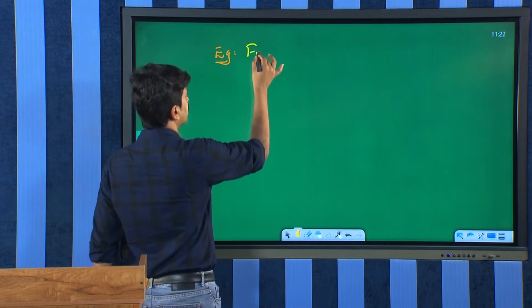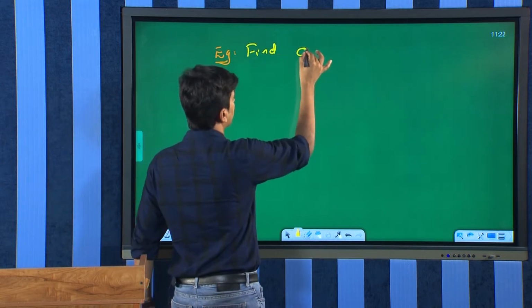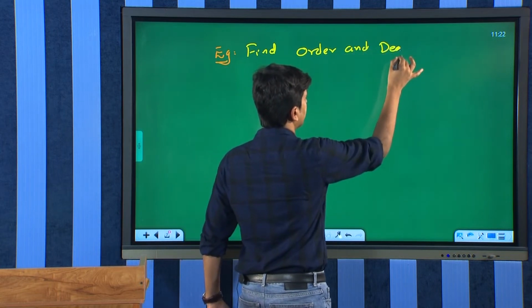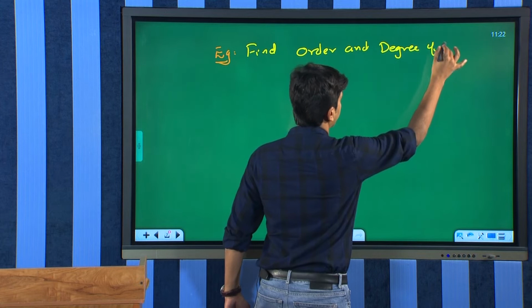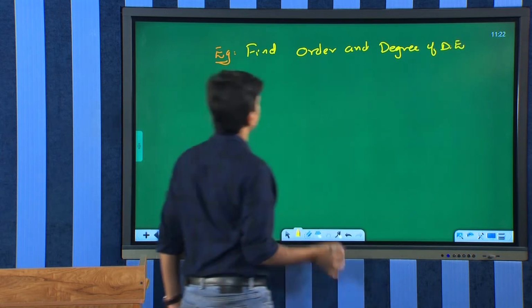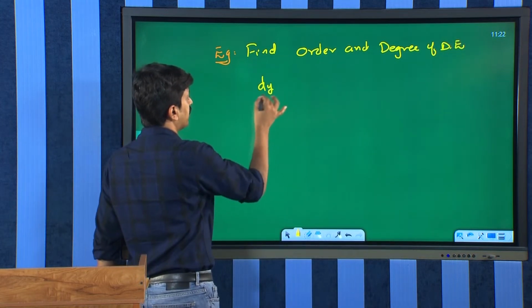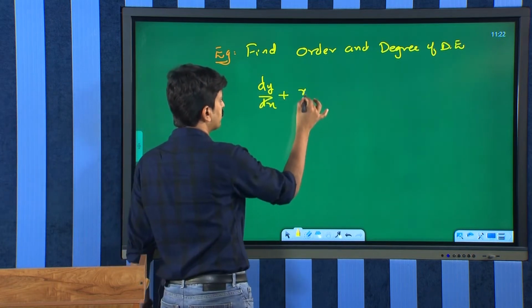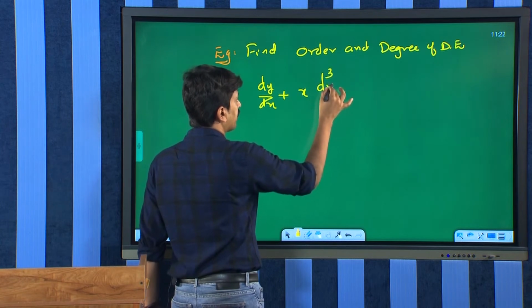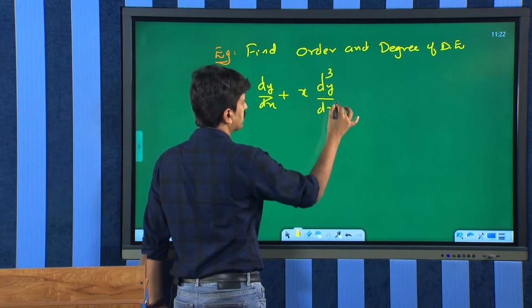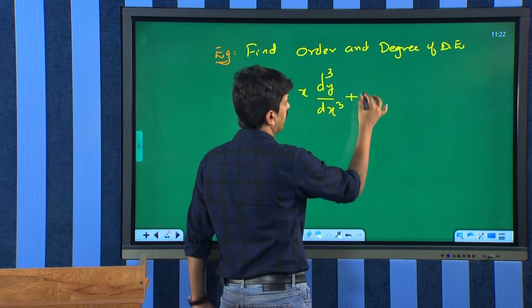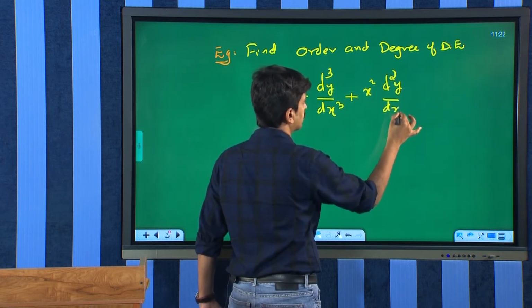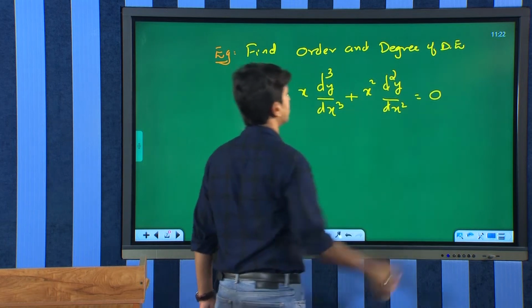Find order and degree of the differential equation dy by dx plus x into d cube y by dx cube plus x square into d square y by dx square is equal to 0.